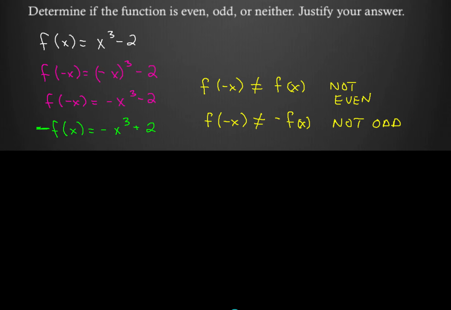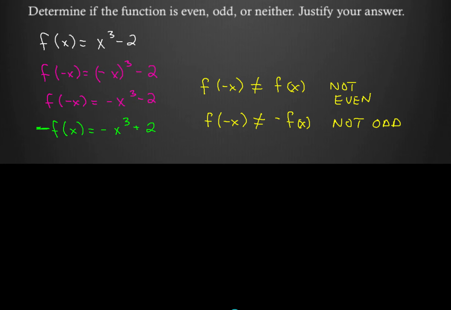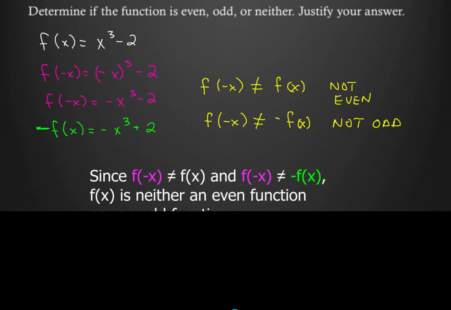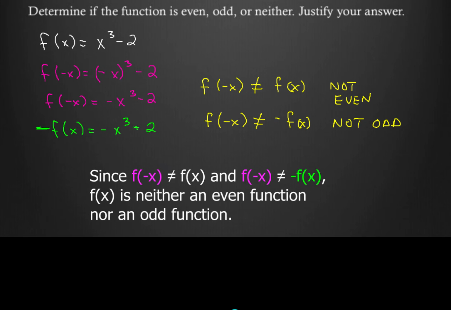So since I don't have an even function or an odd function, I must have neither even nor odd. We have to write the following statement. This one's a little bit longer, and again, pay attention to your grammar here. We're going to have: since f of negative x is not equal to f of x, and f of negative x is not equal to the opposite of f of x, f is neither an even function nor an odd function. That's all you have to do.